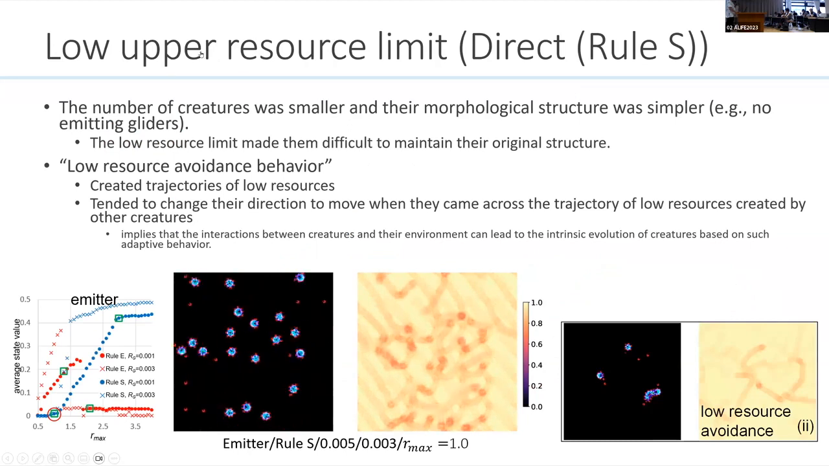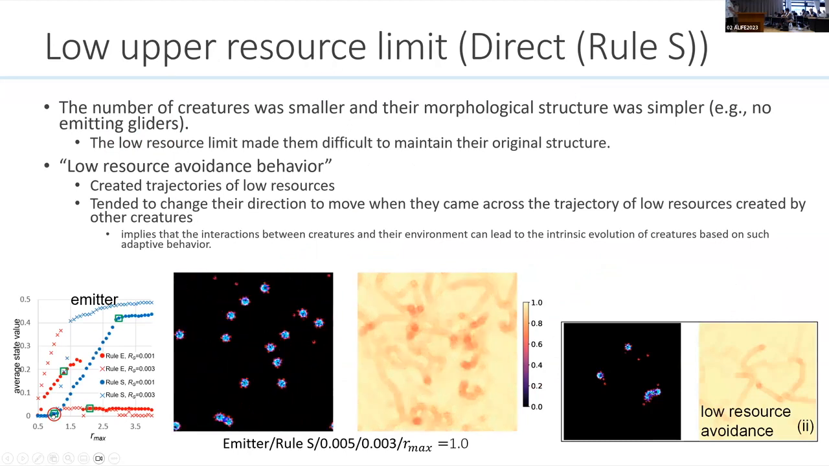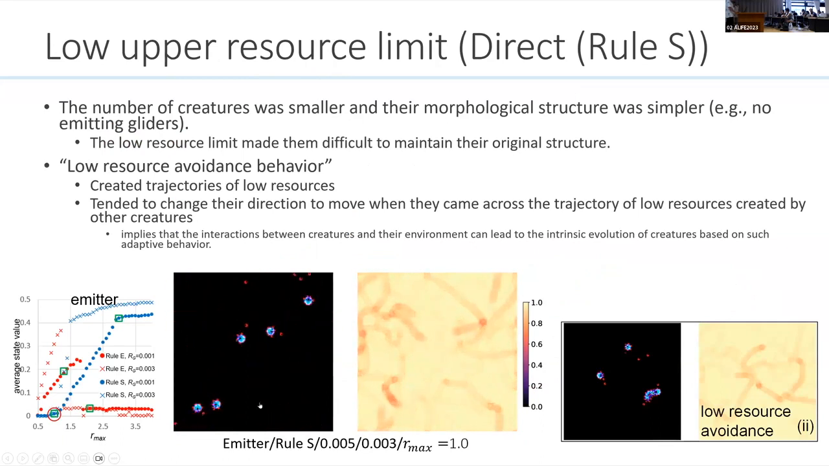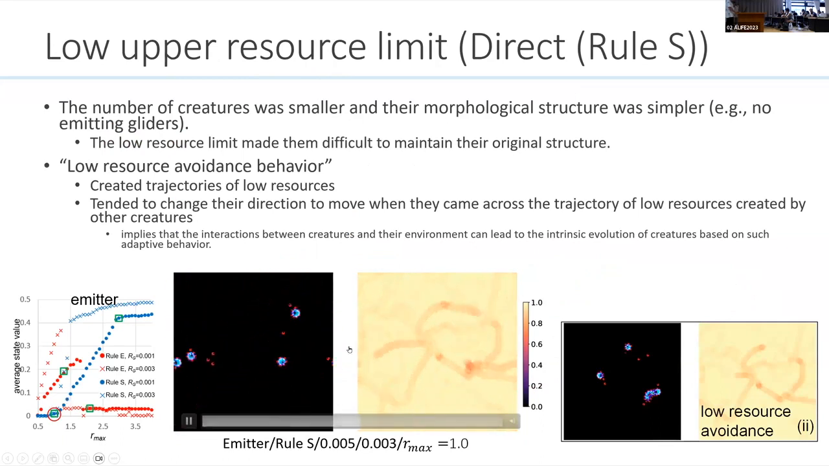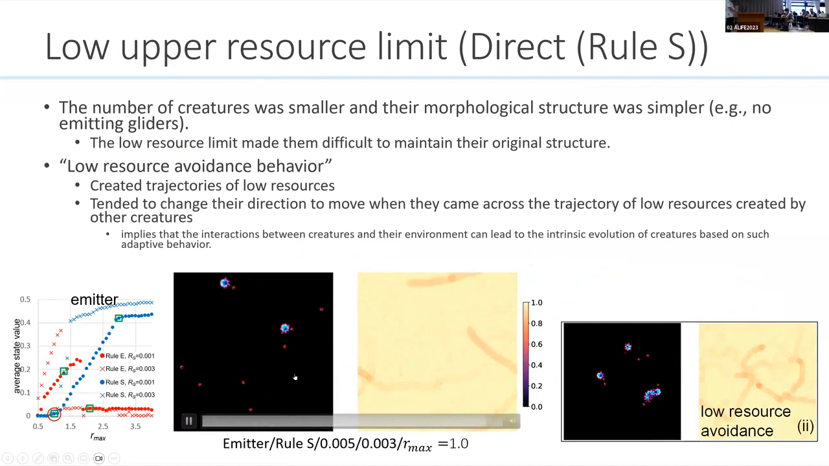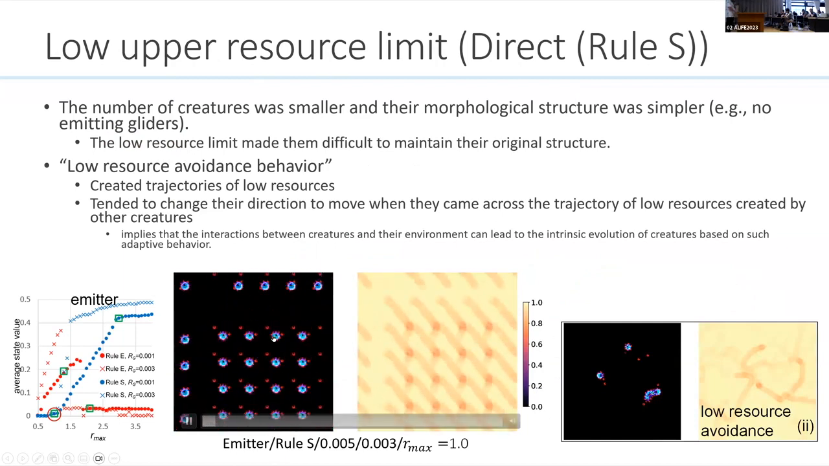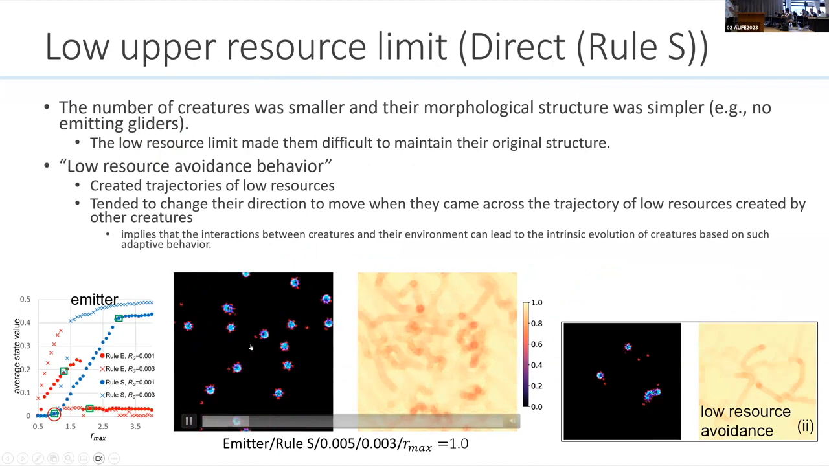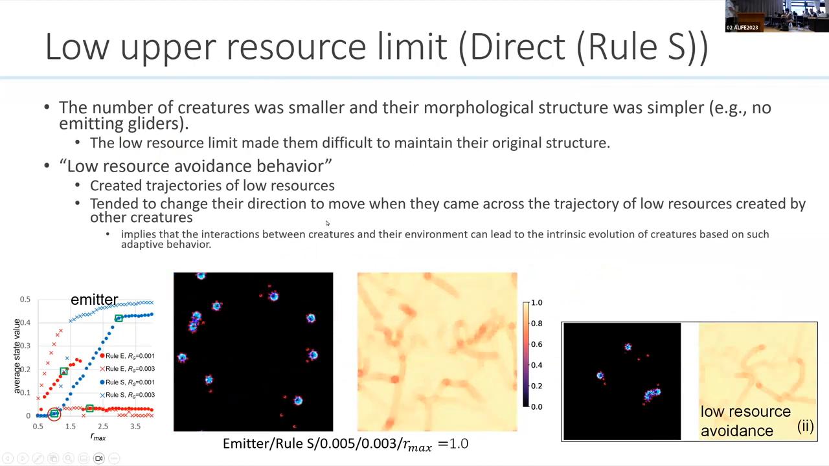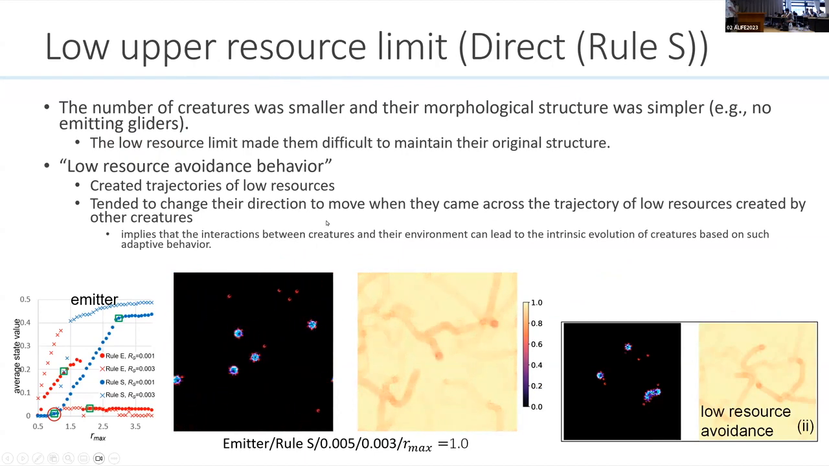The first one is the low upper resource limit case. Around here, it can take the smaller growth process compared with the original one. As you see, in this case, the number of creatures was smaller and their morphological structure was very simple, not so much emitting gliders. And so the resource limit made them have difficulty maintaining the original structure.